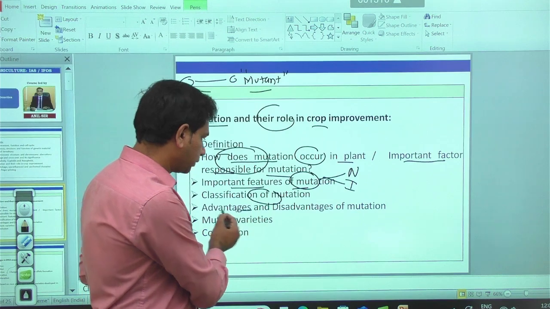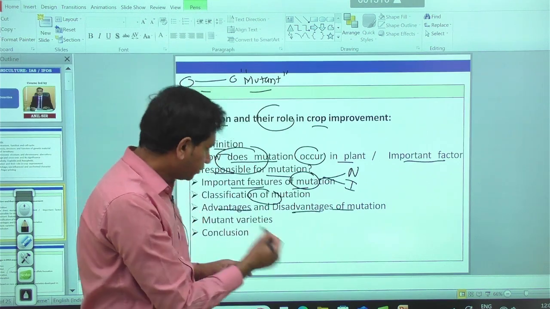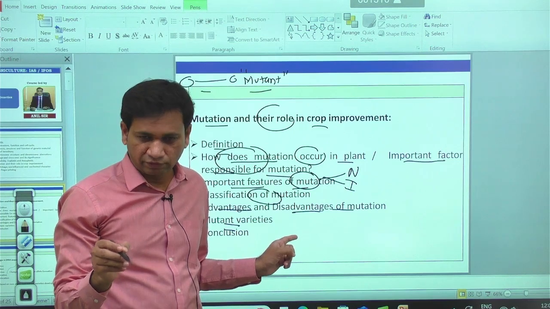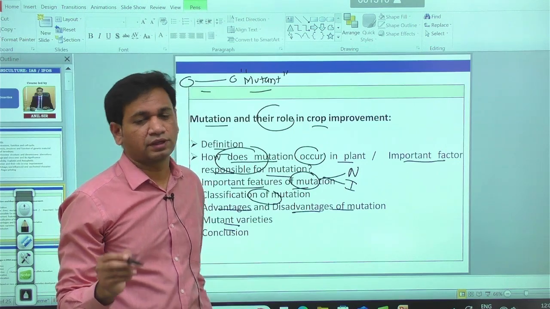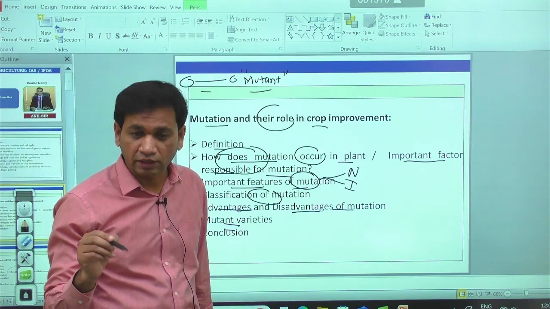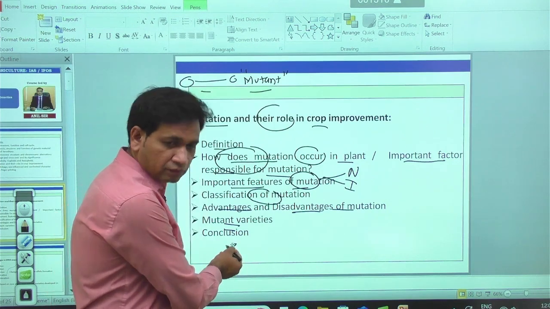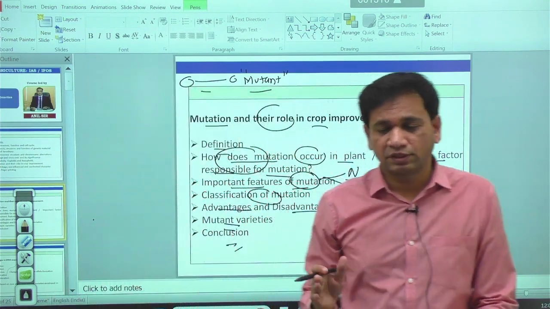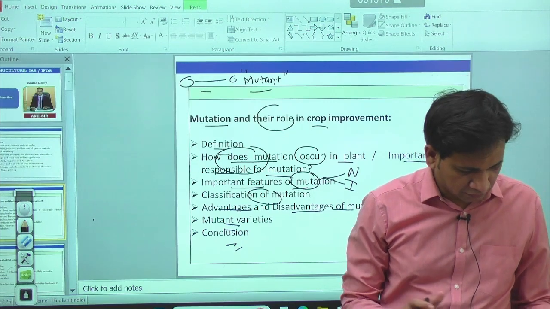Then advantages and disadvantages of mutation. Then important mutant varieties. Already we have discussed it in plant breeding for the 10 marks question. Mutant varieties in the case of rice crop, cotton, sugarcane, and other things, right? Then conclusion. So here we can expect 15 to 20 marks in the case of mutation.